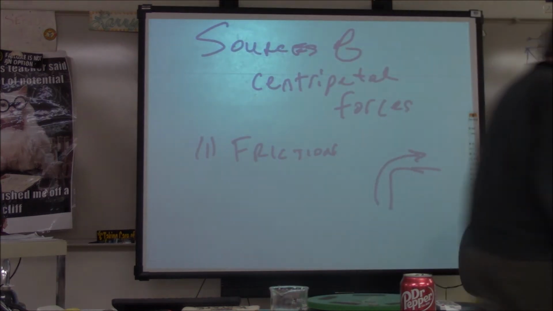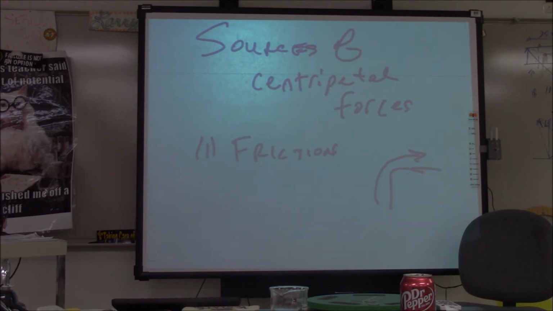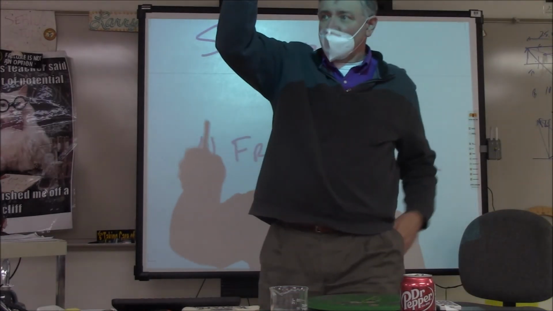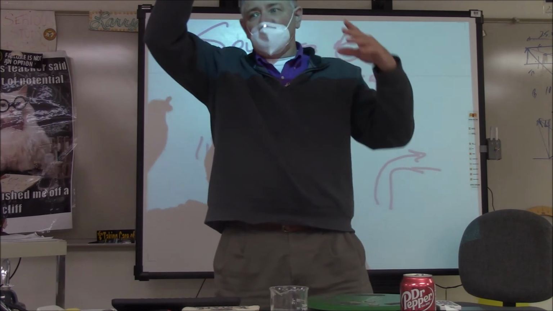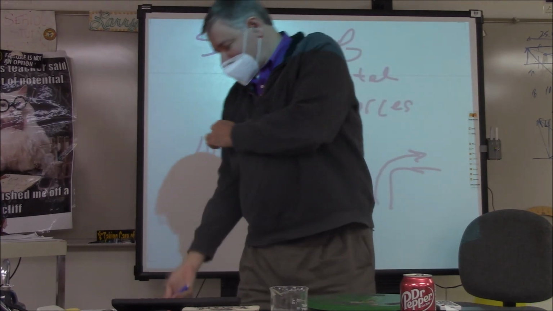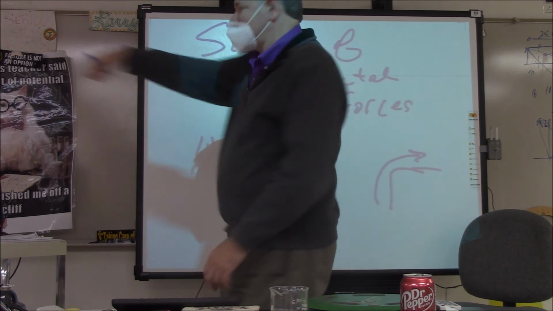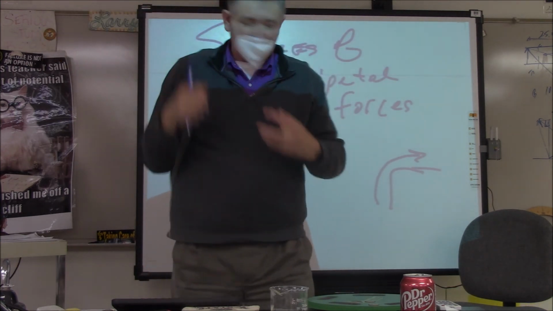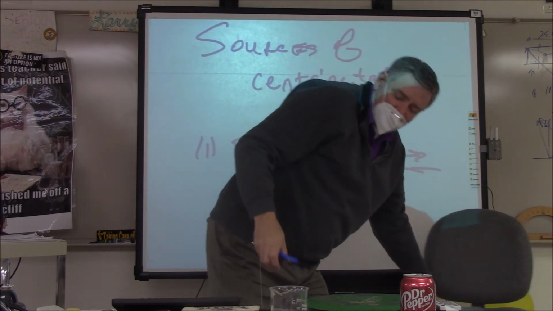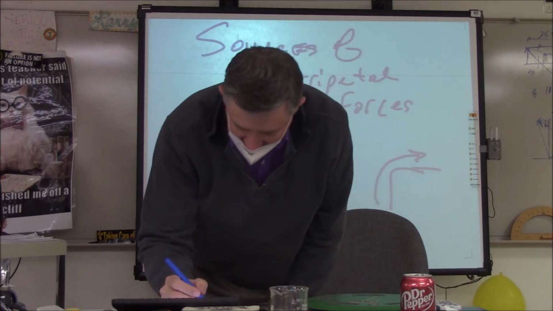Now, the other thing that you can have, with the rubber stopper, is tension. You can have a string, you can have a chain. Even if I just took this and swung it around like this, that would be the tension in my arm. So the second one is tension.